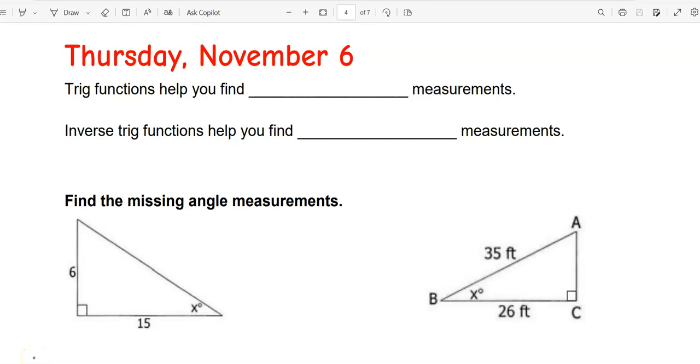Today's aim is a little long. We have a couple of trig questions, and then we're going to talk about angle of elevation and depression, which will go pretty fast once you set it up.